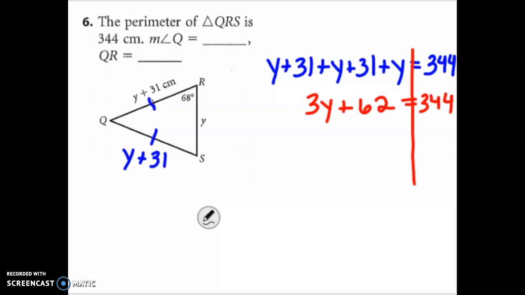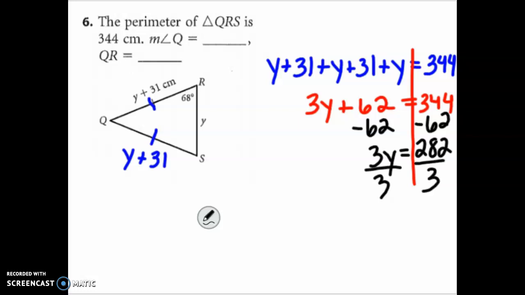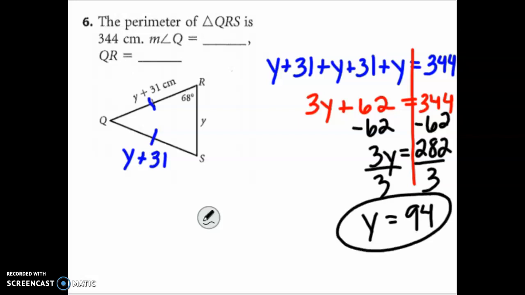Then I'm going to subtract 62, and I get 282, and then divide by 3, so I get my y to be 94. Okay, so y is 94. We've got to remember that.